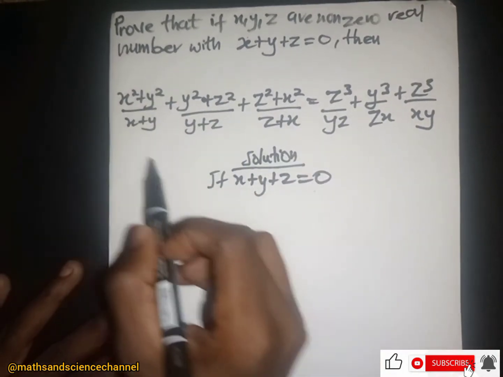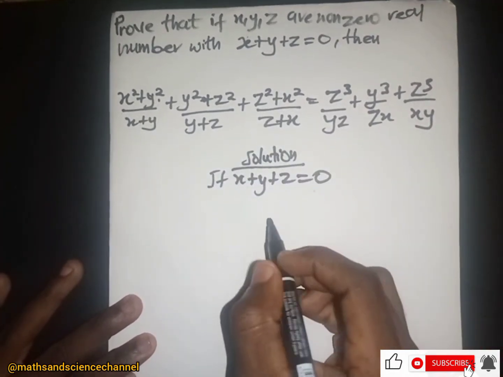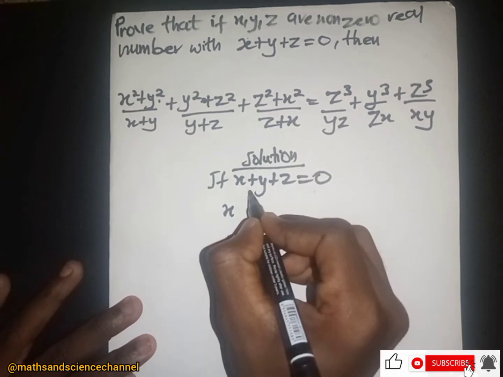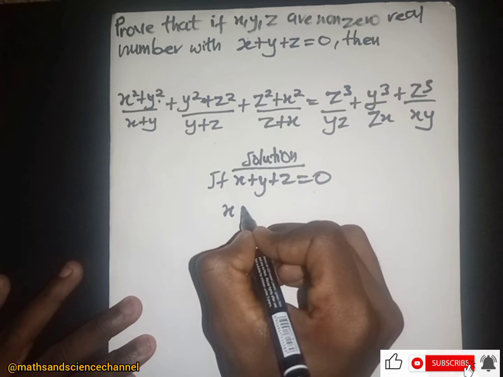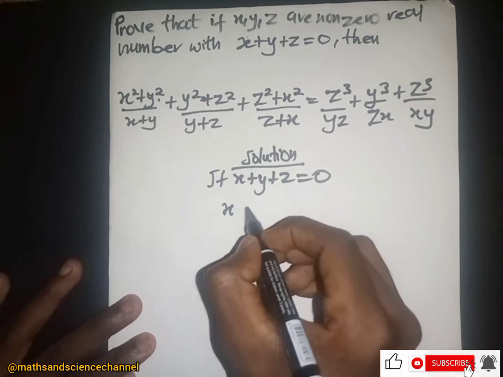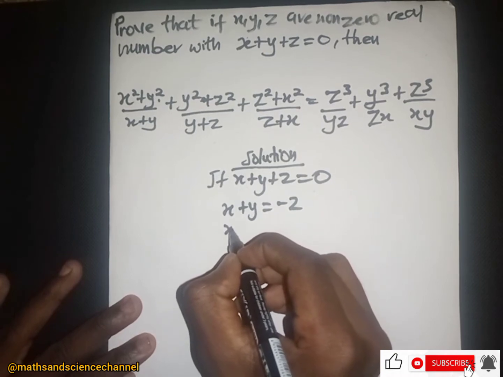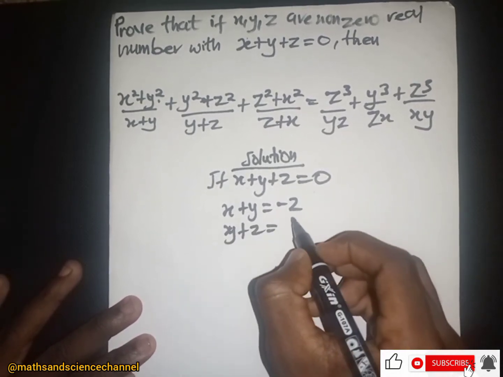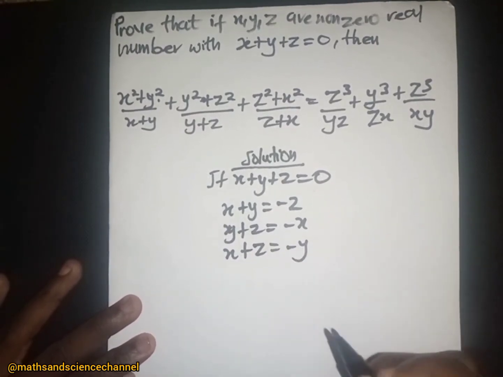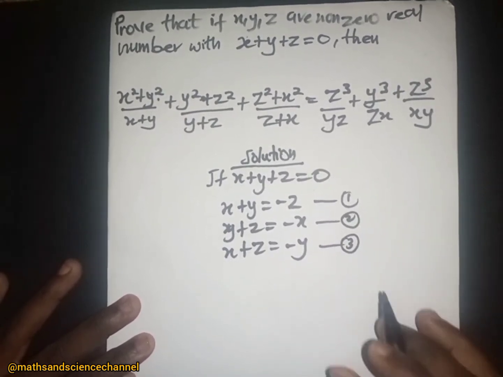So what we can do is find x squared, y squared, and z squared in the form of their squares. Let's make x the subject, and then z, then y the subject. So we are making each of the variables the subject over here. We have x plus y equal to minus z. Make z the subject, then we have y plus z equal to negative x. Then also we have x plus z equal to negative y. Let's call this 1, this 2, and this 3.